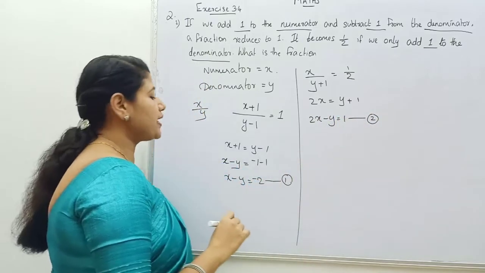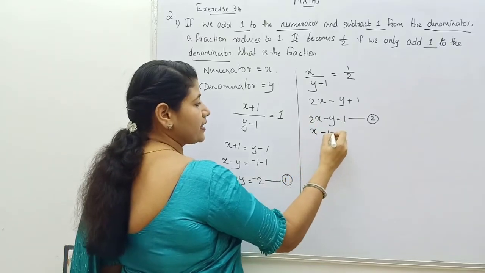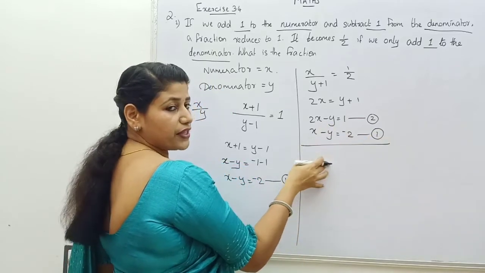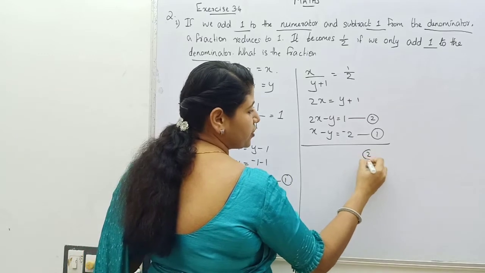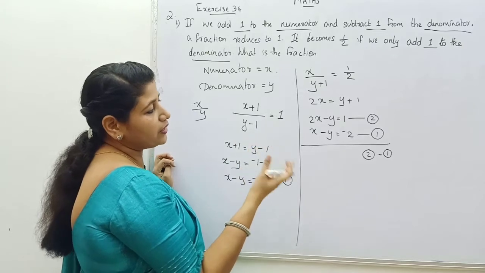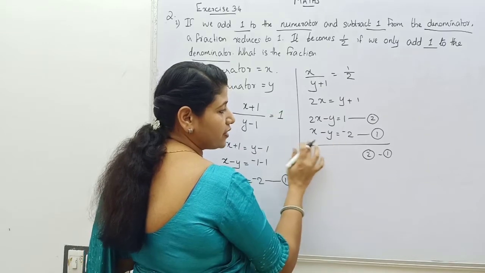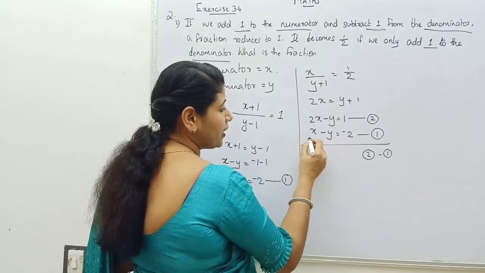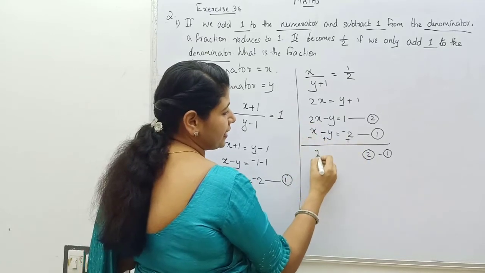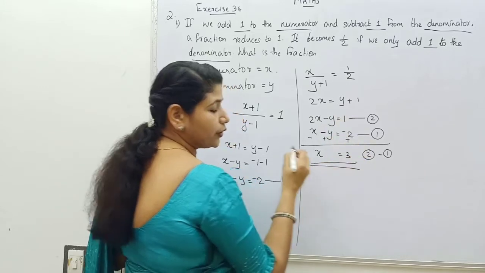Now we can use the elimination method. For that I am writing the first equation just below the second one. x minus y equals negative 2, this is your first equation. Here the coefficients of the y's are the same, so you can just subtract. I told you in the last class how to determine whether you want to subtract or add the two linear equations. So I am changing the signs of all the terms in the first equation: this will be minus, this will be plus, and this will also be plus. 2x minus x is x. Minus y plus y is 0. 1 plus 2 is 3. So you got x equals 3.